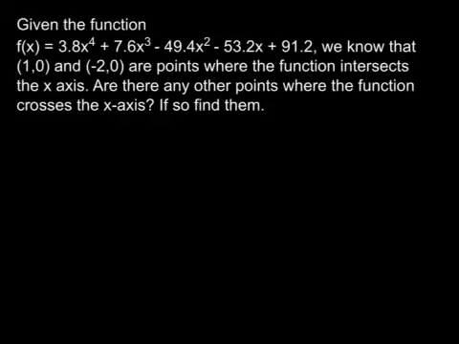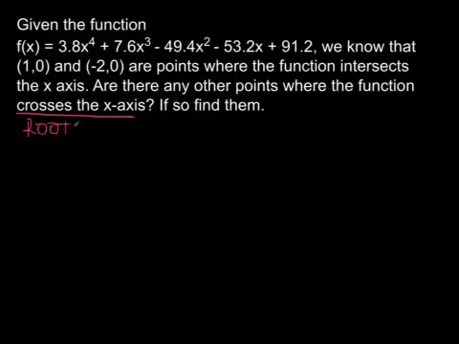Alright, so we're going to continue with looking at this fourth degree function. And we know that the points 1, 0 and negative 2, 0 are points where the function intersects the x-axis. Are there any other points where the function crosses the x-axis? And if so, we want to find them. And the first thing to think about is what are we really looking for? And of course, points where the function crosses the x-axis, those are roots or zeros.